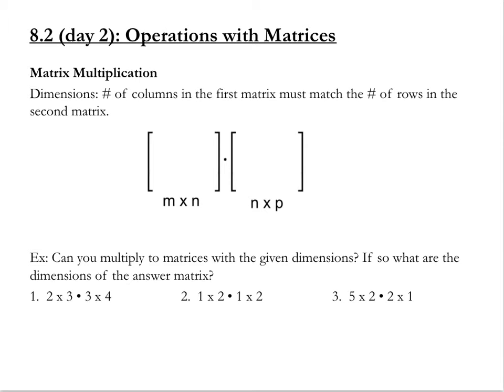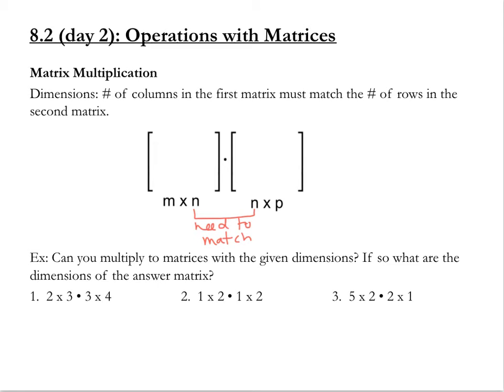So first rule is that the dimensions have to line up this way when you're doing multiplication. The number of columns in the first matrix has to match the number of rows in the second matrix. So what we're going to do is write out the dimensions each time. These numbers need to match. That's the inside numbers, because that's your column from your first and your row from your second.